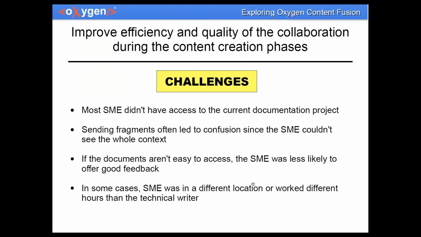So we identified some major challenges in our process. And these were, first, most subject experts didn't have access to the current documentation project, so the documents or fragments had to be sent back and forth in some manner, and the process was very tedious. And sending fragments often led to confusion since they couldn't see the whole context. We also found that if it's difficult for them to access the documents, they are less likely to provide good feedback. And also in some cases, they were in different locations or worked different hours, so this tended to slow down the process.